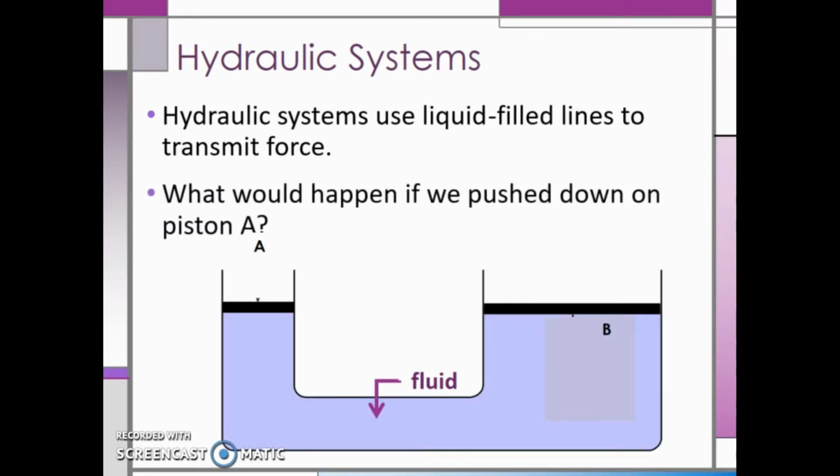If we pushed down on piston A in the picture, we have to remember that liquids are non-compressible, meaning we cannot squeeze them into a smaller area like we can gases. Since the liquid is not compressible, if we push down on piston A, piston B would push up.